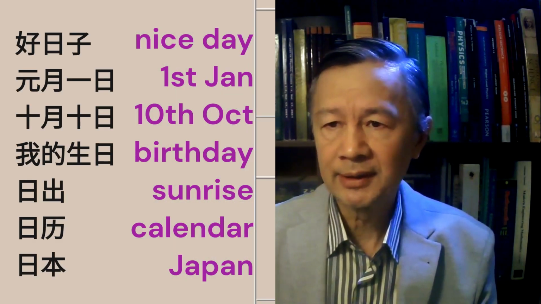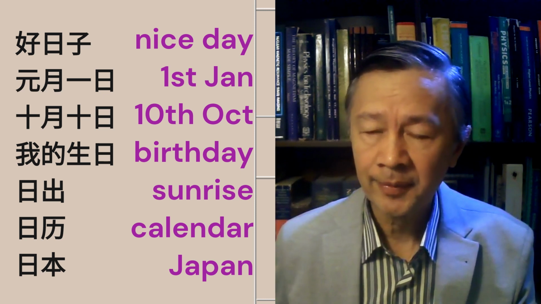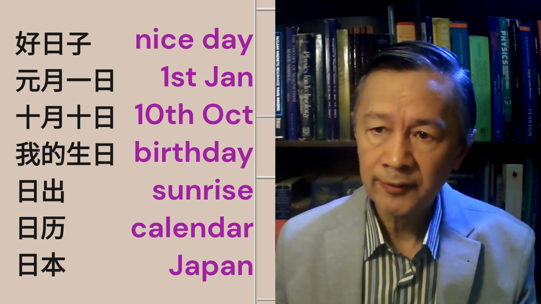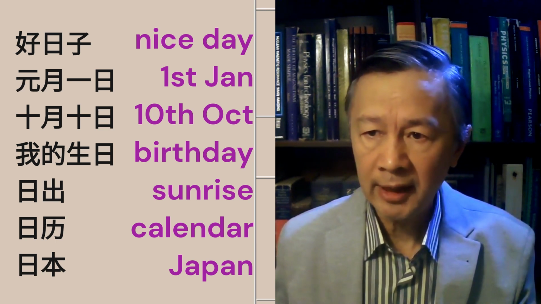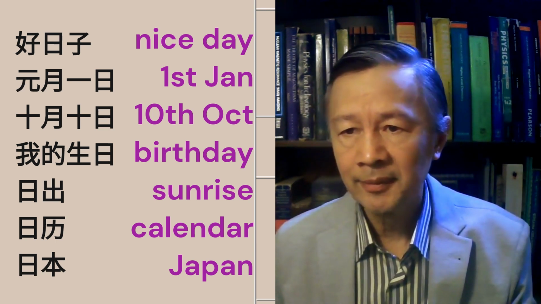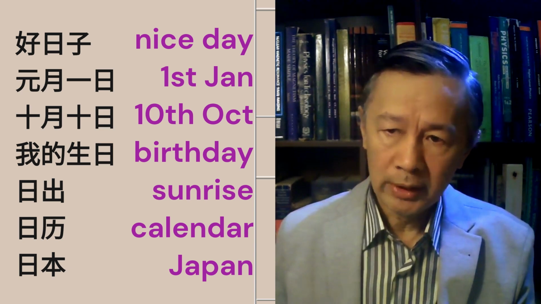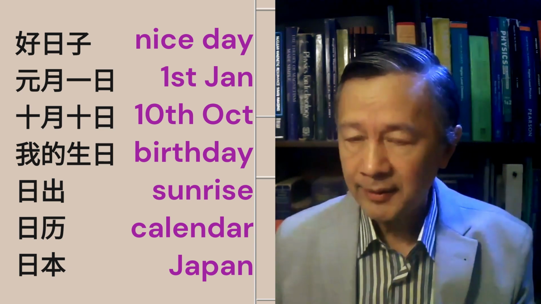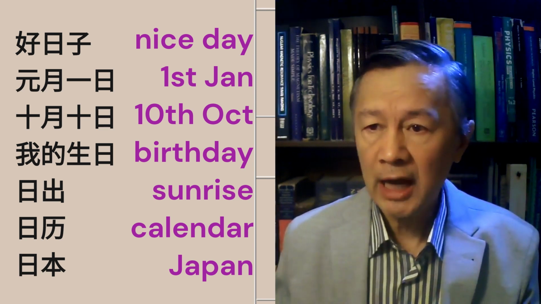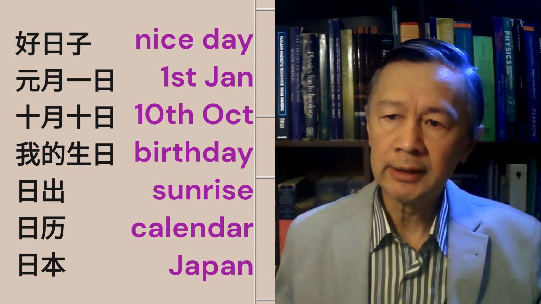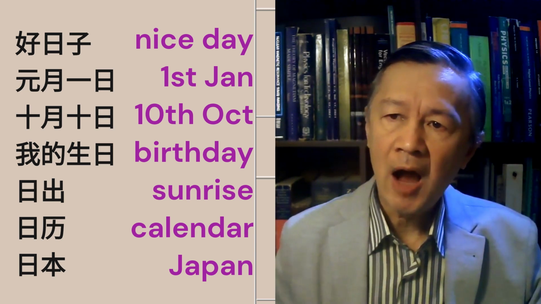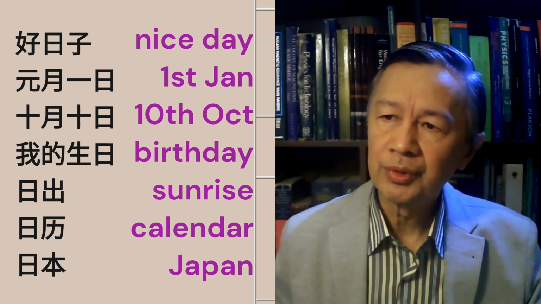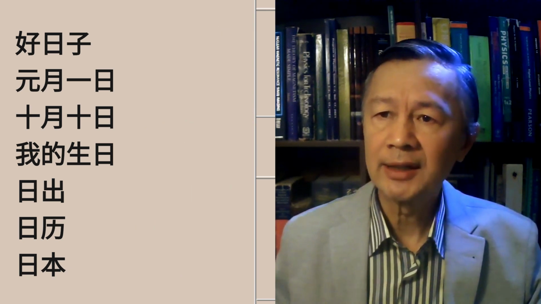Don't forget you can learn from such Mandarin phrases. 好日子 nice day. 元月1日 1st of January. 10月10日 10th of October. 我的生日 my birthday. 日出 sunrise. 日历 calendar. 日本 Japan. I will provide more drills for you to master these consonant Chinese characters.